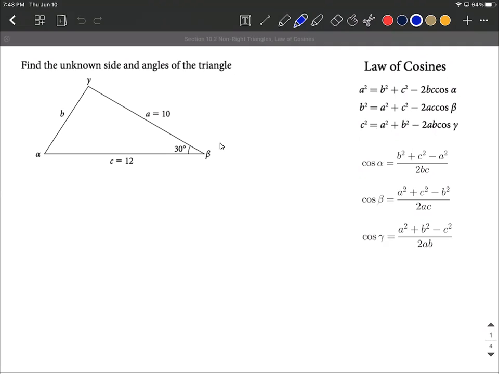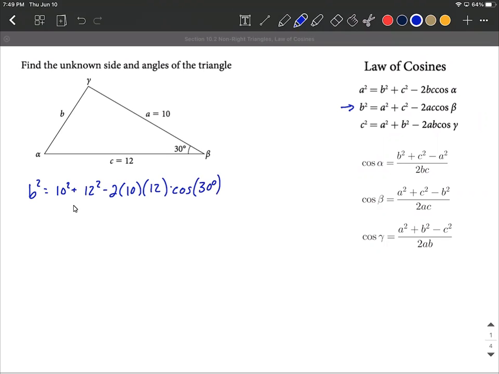Based on the information we know right now, we know this one angle, so let's use that angle. It's beta, so let's use this middle version right here and see if we can fill in all the information we need to find b. So b squared is going to equal a squared, which is 10, plus c squared, 12, minus 2 times a times c times cosine of beta. All right, so beta, 30 degrees, everything gets filled in.